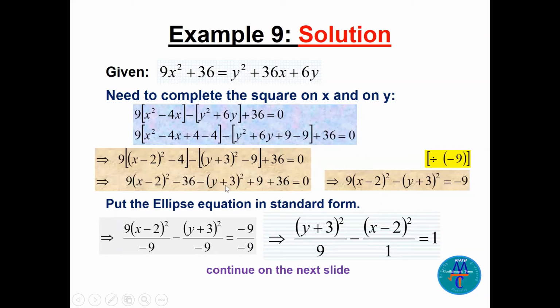Rearrange everything, you get this one equal to minus 9. So we have to divide by minus 9. This is a little tricky, guys. Divide by minus 9, divide by minus 9, divide by minus 9. See here? So 9 canceled, and there is a minus. So the x now goes in the middle, and here minus with the minus becomes plus, and there is a 9 there. So (y + 3) squared over 9 minus (x − 2) squared over 1 equals 1. Now this is the hyperbola equation.